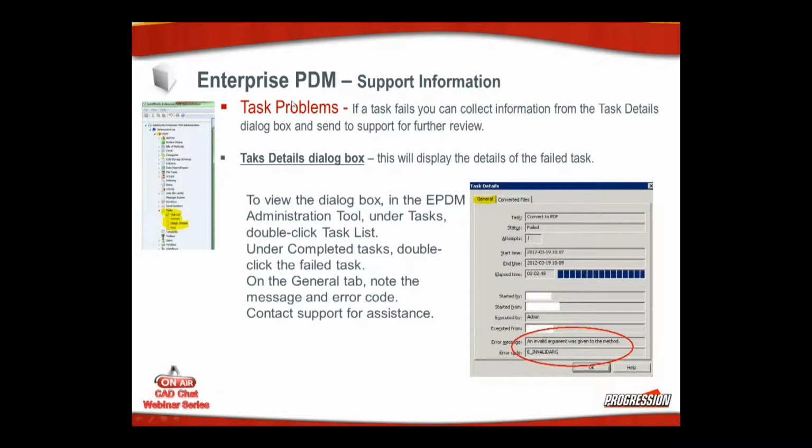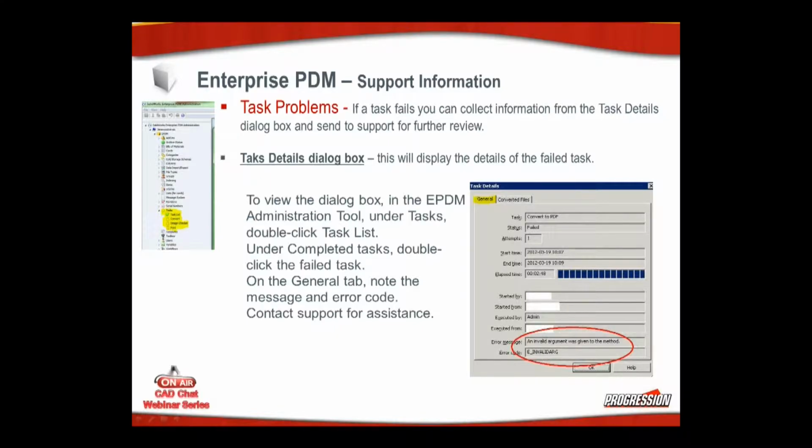Now, the third issue that I'm pointing out here, sometimes there are problems with the task. In the admin tool, you'll see there are tasks here that you can convert files or print files and so forth. And sometimes there's problems with that. If you go to the Task Details dialog box, you can collect information from there and send that to support for further review. And to do that, you would view the dialog box in the EPDM admin tool under Task by double-clicking the task list.